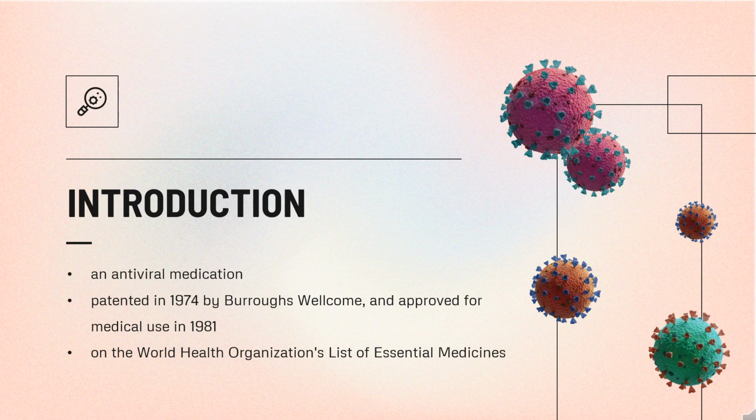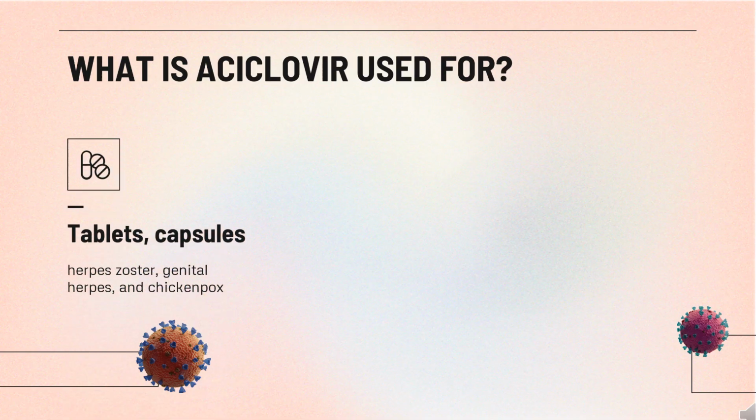Acyclovir was patented in 1974 by Burroughs Wellcome and approved for medical use in 1981. It is on the World Health Organization's list of essential medicines. It is available as a generic medication and is marketed under many brand names worldwide. In 2020, it was the 162nd most commonly prescribed medication in the United States, with more than 3 million prescriptions.